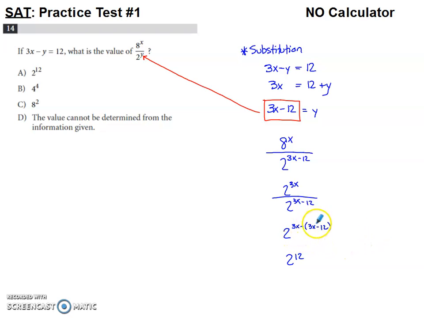If I distribute this negative in, 3x and minus 3x are going to cancel, but I end up with a power of positive 12 on the 2. And if you look at it, that is option A. So not that bad, definitely kind of weird if you didn't really go down the right track initially here. It's kind of tough to get to an end result.